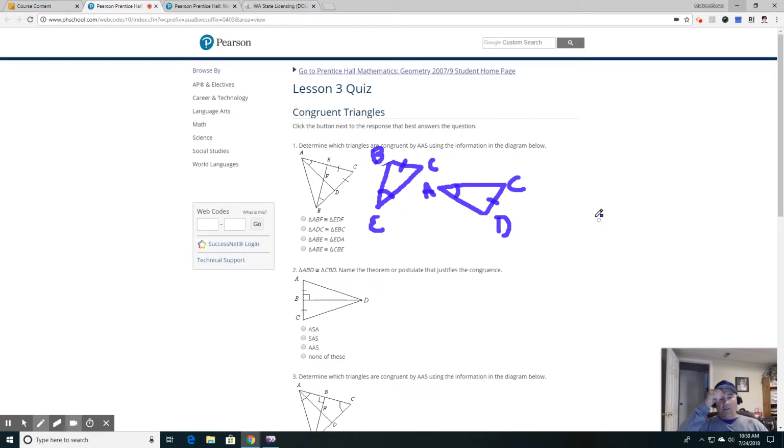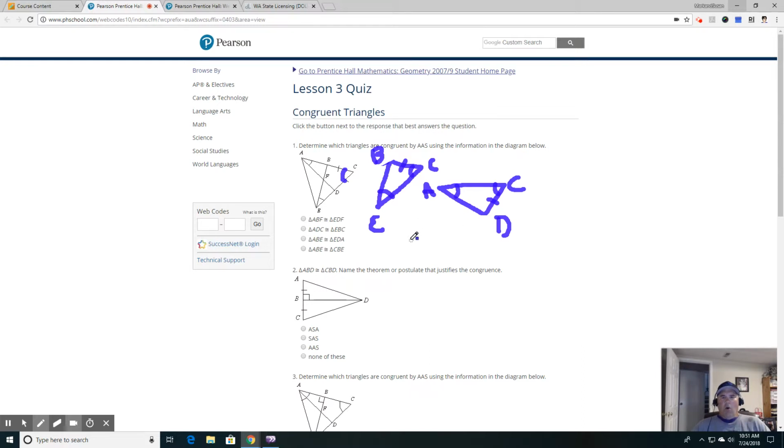So what you're looking for is angle side. So using angle side, either angle B is congruent to D or C is congruent to C. So what we have right here, that angle C is the same angle in both triangles. So this would be angle side.